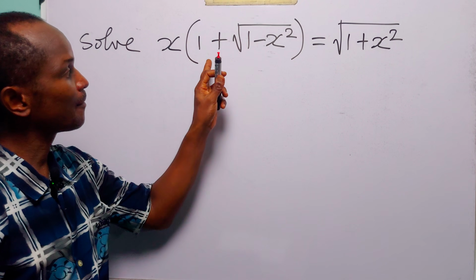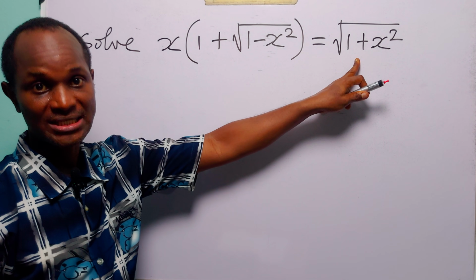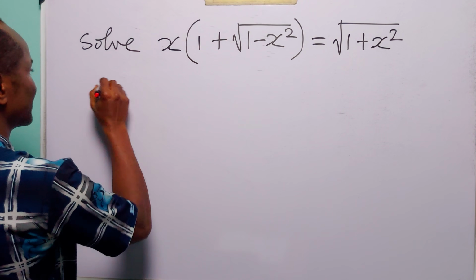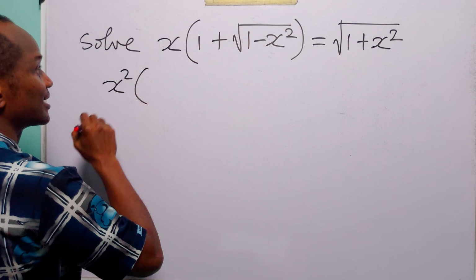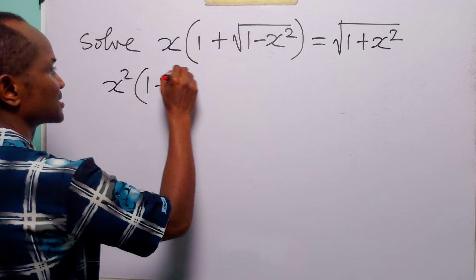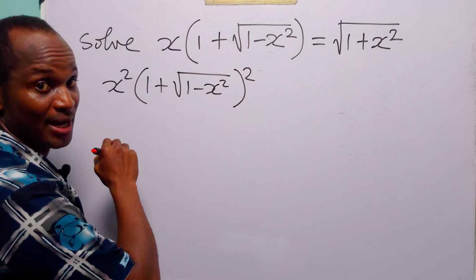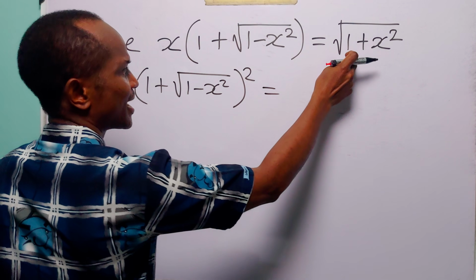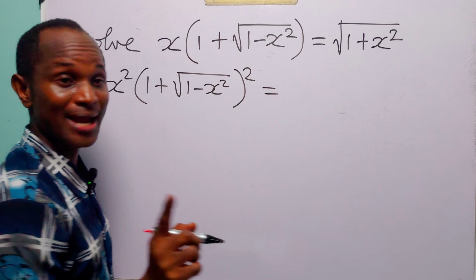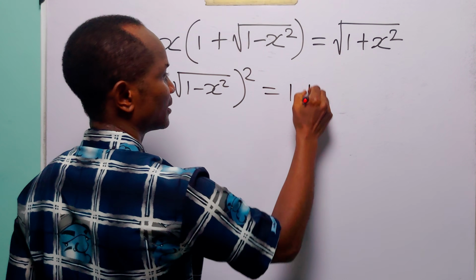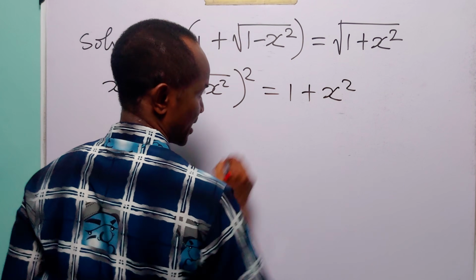There's a very simple way to solve this radical equation for real values of x. We will begin by squaring both sides of this equation. Now, when we square the left-hand side, we have x squared times (1 plus root 1 minus x squared) squared. And of course, when we square the right-hand side, the square is going to take care of the square root, leaving us with 1 plus x squared.